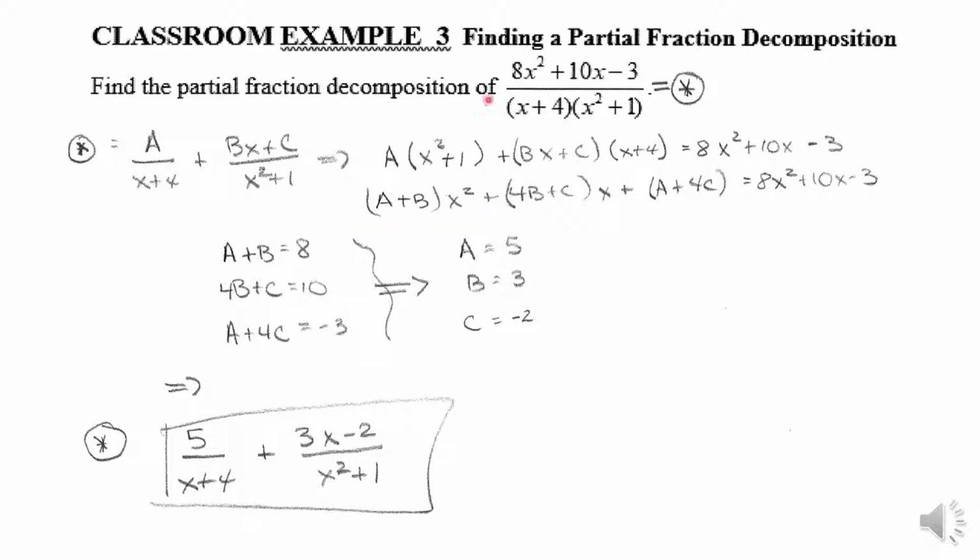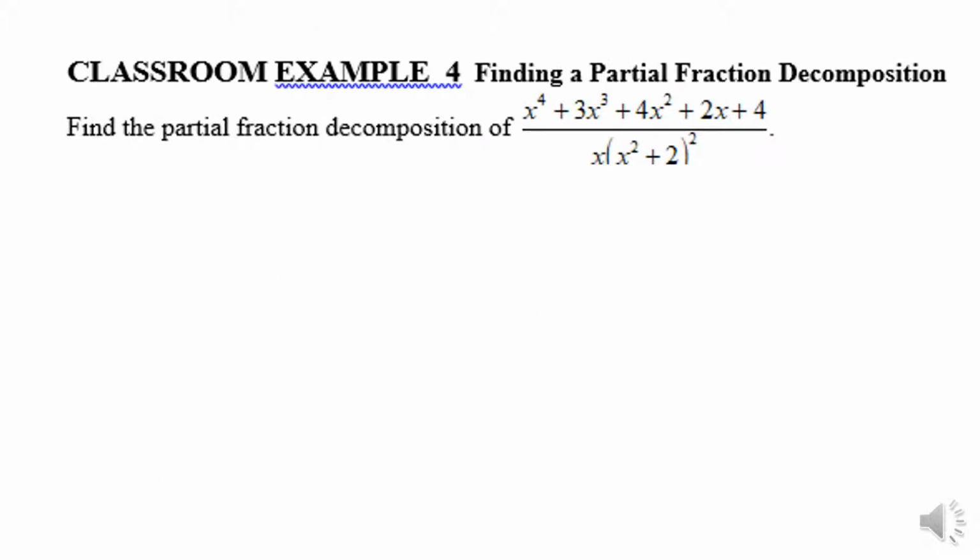So A plus B corresponds to the 8, 4B plus C corresponds to the 10, and A plus 4C corresponds to the minus 3. So I solve that linear system, and I end up with these answers, and this is my partial fraction decomposition. One more example. Pause the video, please. Let's see how you did.